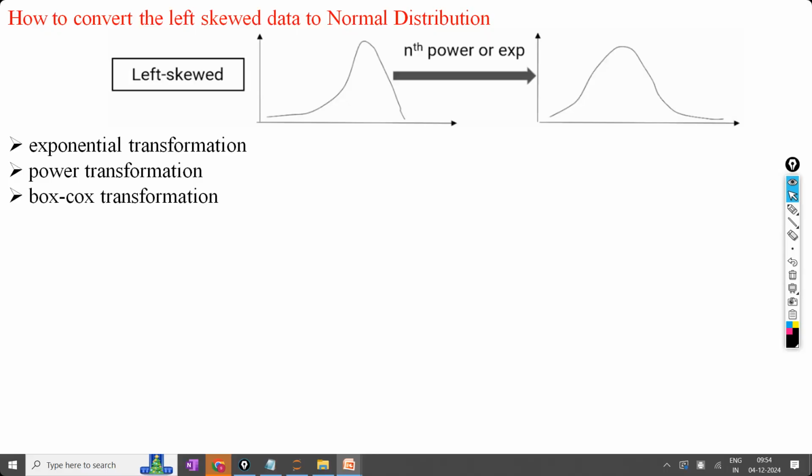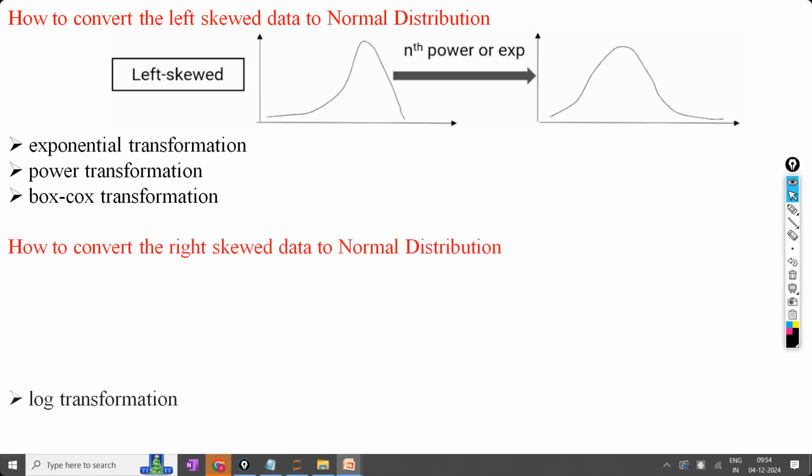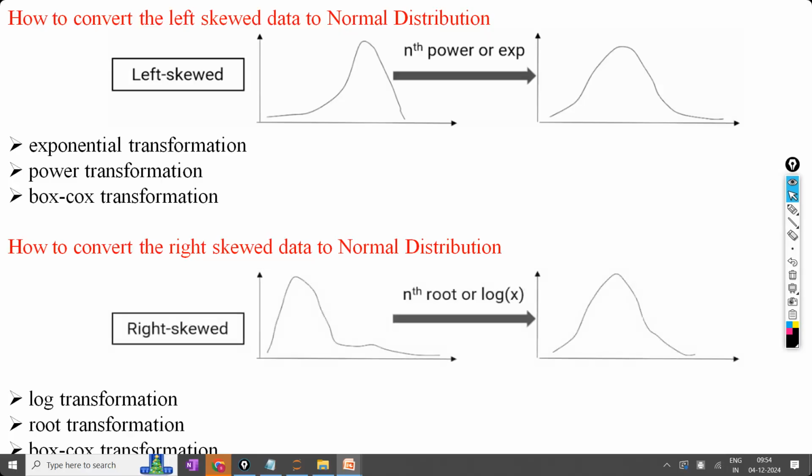Is the point clear? Now, similarly, to convert right skewed data to normal distribution, we use log transformation, root transformation, and along with that Box-Cox transformation. Total 3 transformations are there. Again, Box-Cox transformation can be used for both purposes, whereas log transformation and root transformation are exclusively for right skewed data, to convert right skewed to normally distributed data. Is the point clear?